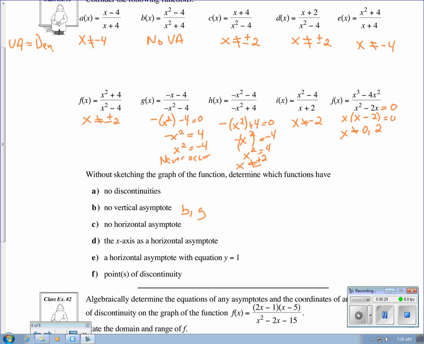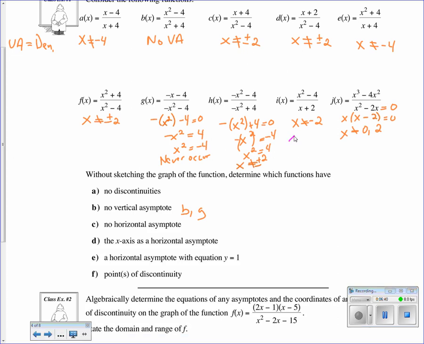Just checking out on letter I. Letter I ends up giving me a discontinuity because I can factor. So I don't have a vertical asymptote. I have a discontinuity because the top can factor into x minus 2 times x plus 2 over x plus 2.